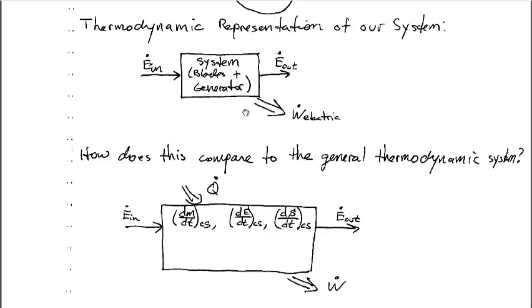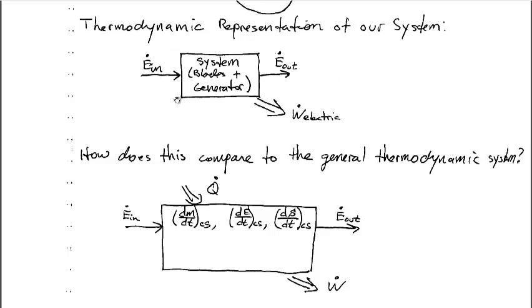Now we no longer need to separate these intermediate work transfer terms out, since that work transfer is occurring internally within the system. And so we don't have to worry about it. It's not crossing the system boundary. These are the only things that are crossing the control system boundary: the kinetic energy in, the kinetic energy out, and the electrical power out.